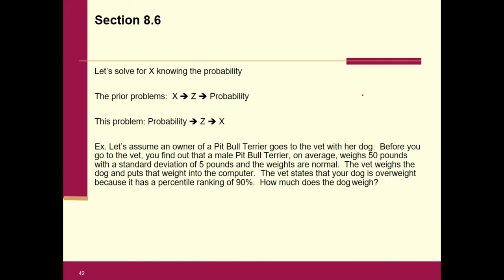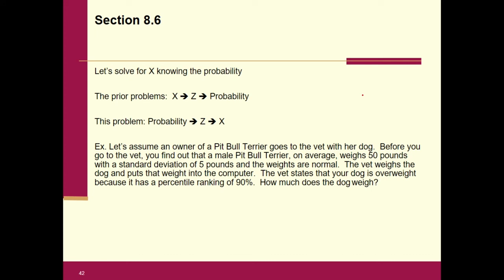So notice I gave you terms of percentile. And remember what percentiles do. Remember, if you were taking the SAT and you scored in the 86th percentile, you did better than 86% of everybody that took it. So basically, if you're in the 90th percentile, this particular owner's dog weighs more than 90% of all the pit bull terriers.